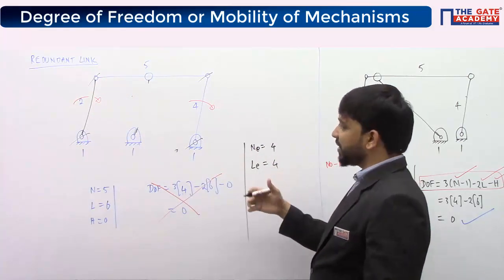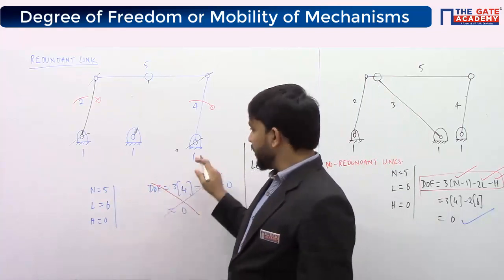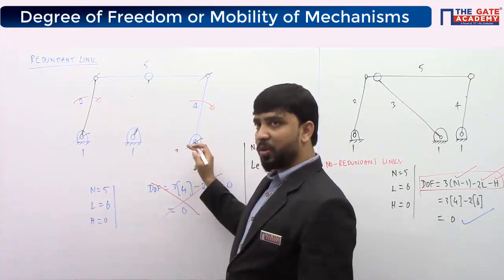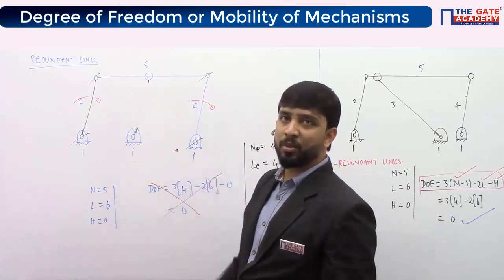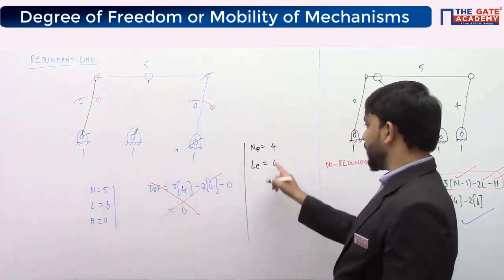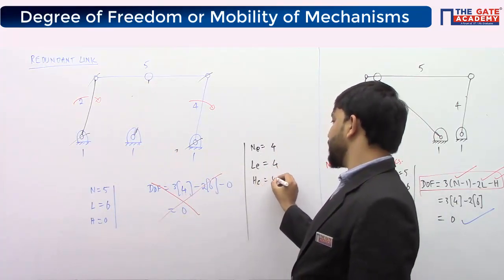Whenever you calculate turning pairs, it means 2 links are connected, okay? Here 1 and 4 are connected by a joint. You have to count only these joints. Here nothing is connected, okay? So you should not consider these 2. Effective number of links are only 4 with 4 turning pairs, no higher pairs inside the mechanism.